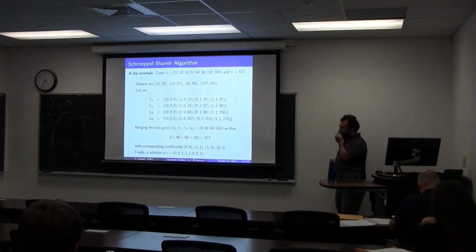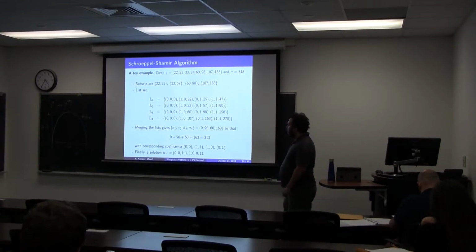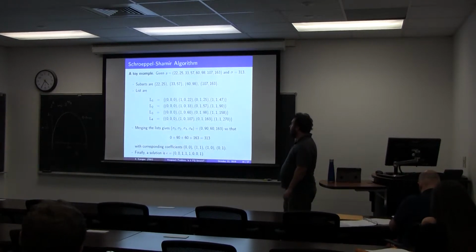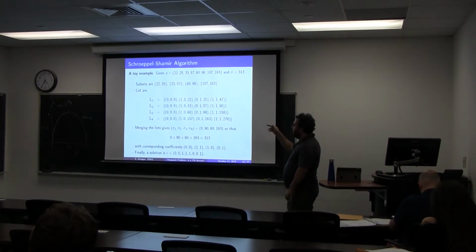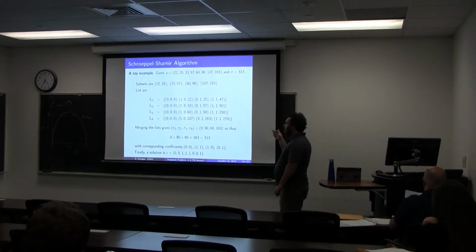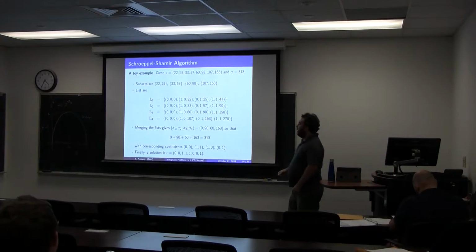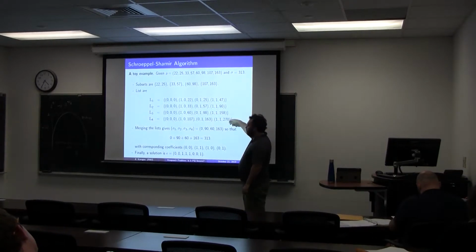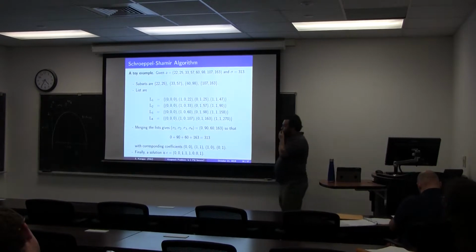I will give you a toy example. For example, if your A is 224, and there are 8 A_i's here, and your target sum is 313. So you divide this A into 4 subsets. One subset 22, 25. Another subset 32, 57. Okay, you divide this A into 4 subsets. Then you create 4 lists corresponding to these subsets.